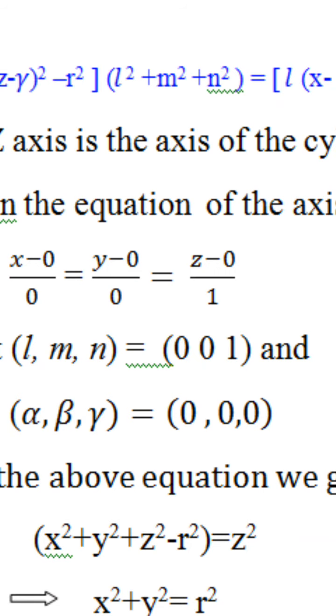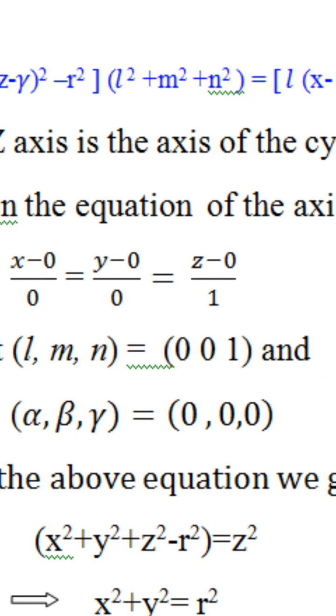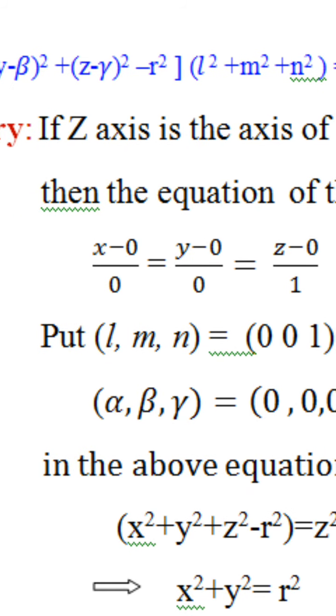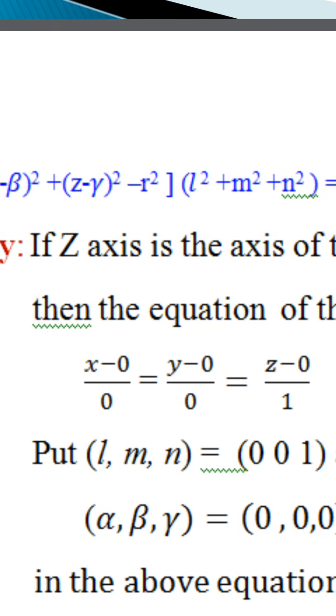So for the z-axis, the point is it passes through the origin. So we have written 0, 0, 0 in place of x1, y1, z1, and in place of the DRs we have written 0, 0, 1. So these are DCs, in fact, the DCs of the z-axis. Now, if you compare this with the equation of the generator, what is the equation of the generator generally? x minus alpha by l, y minus beta by m is equal to z minus gamma by n.